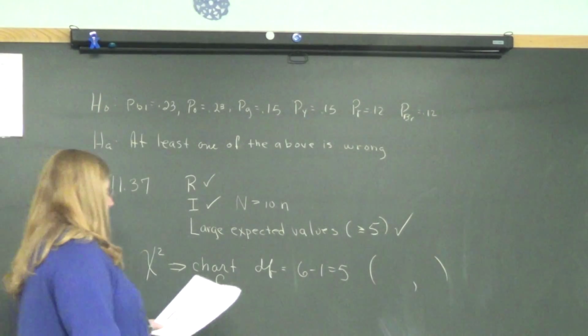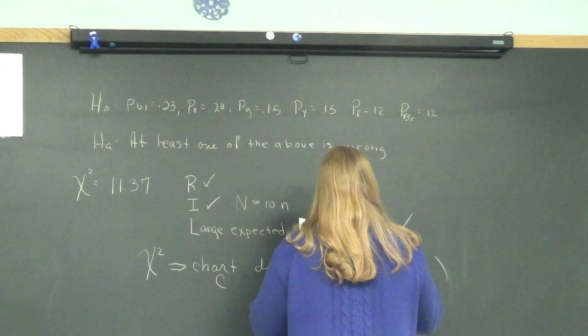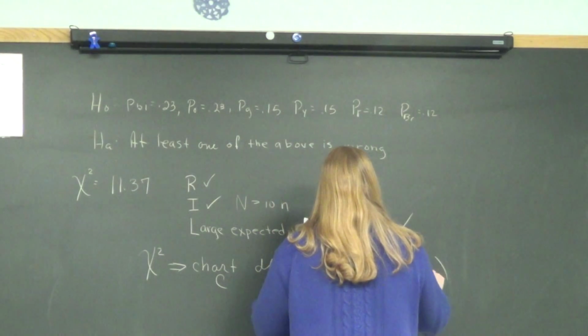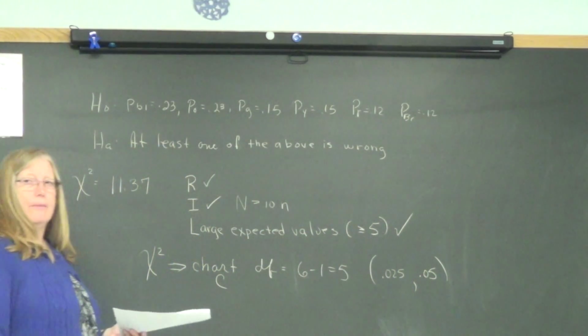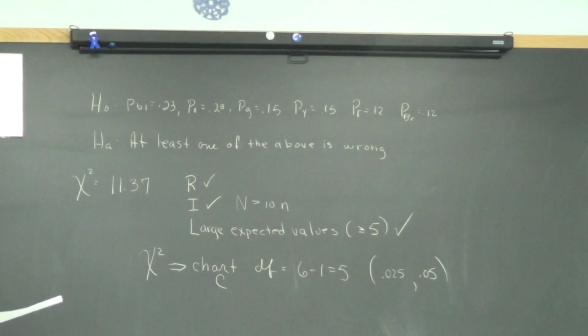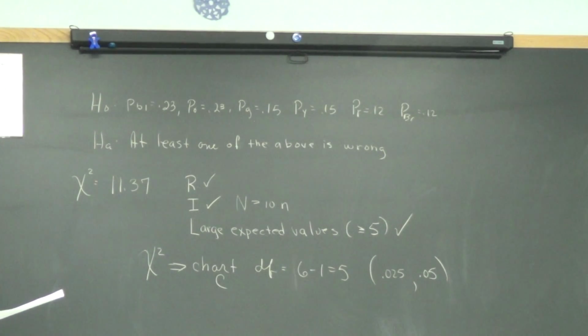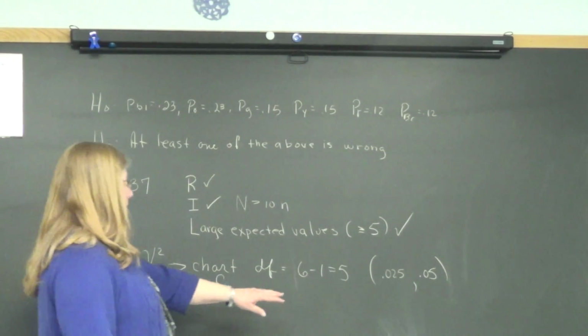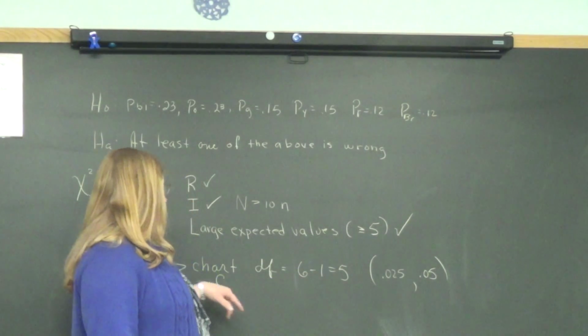Got it, Julia? Yeah. What is it? 0.025 to 0.05. All right. Confirm that, everyone? Billy said that one. Elena, did yours come out the same? Are you checking it on chart C? You see where those numbers came from? You go across on DF of 5 until you find this number.